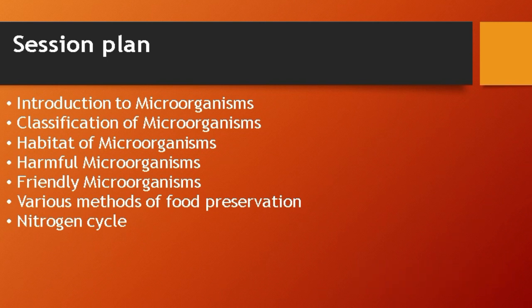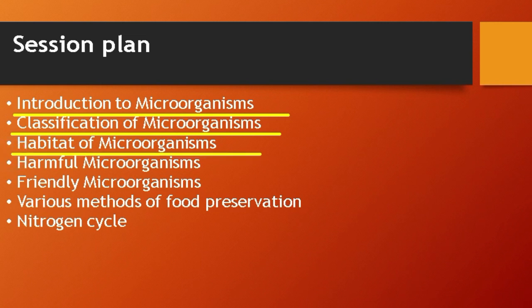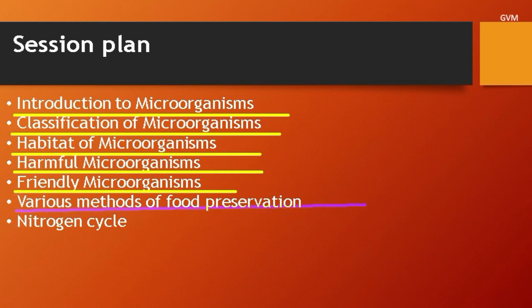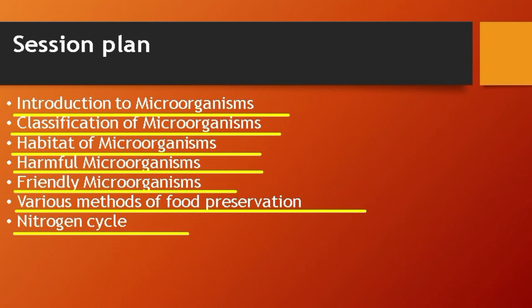First of all, we will discuss its introduction. What are microorganisms? Then we will discuss its classification, in how many categories they are basically classified. Then we will discuss its habitat. Then we will discuss harmful microorganisms and friendly microorganisms. Then we will discuss what is food preservation and what are the different methods by which we can preserve food. And lastly, we will discuss what is the nitrogen cycle and everything that you need to know about microorganisms.